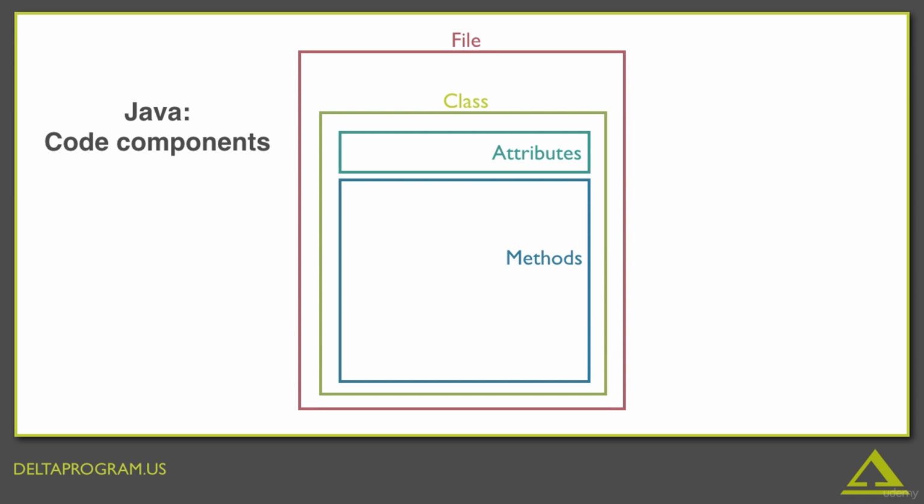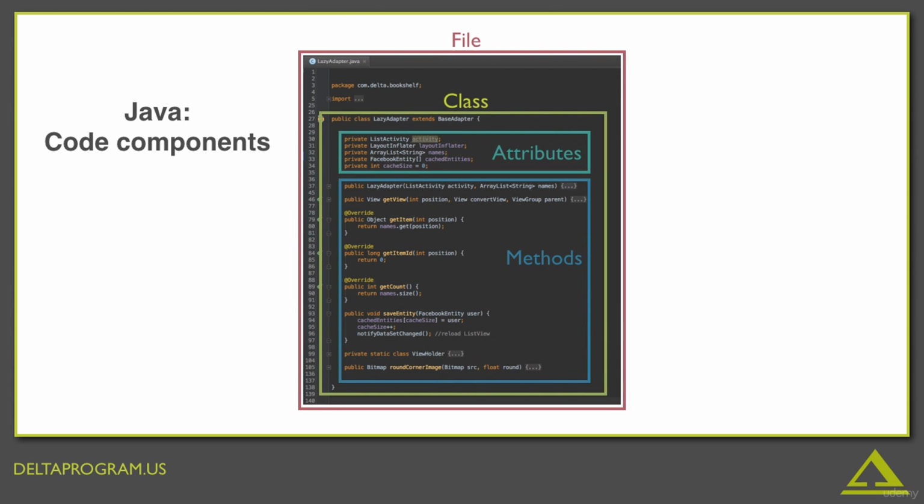So that's it. That's Java. You have a file that contains a class, and the class contains both attributes and methods. Don't believe me? Here it is. As you can see, each part of the code has its own particular section.